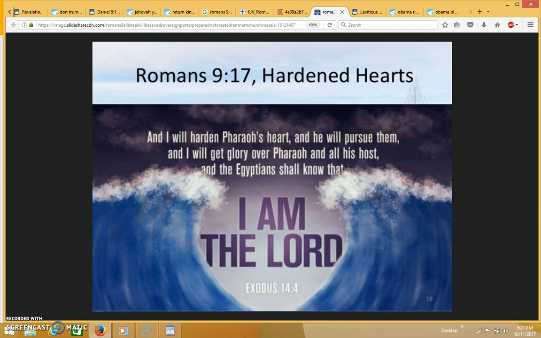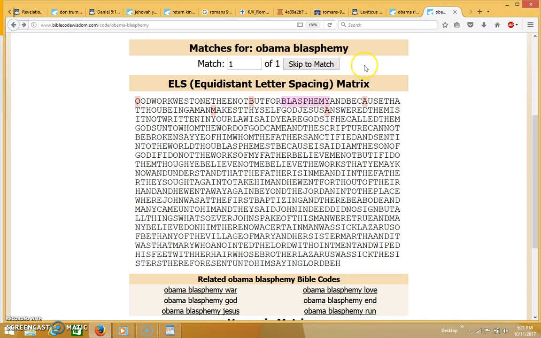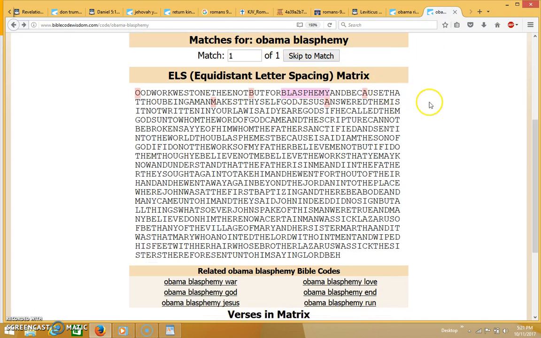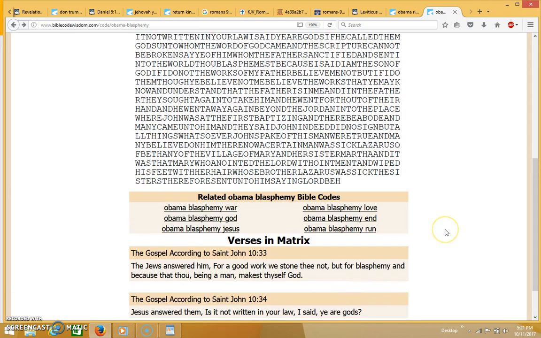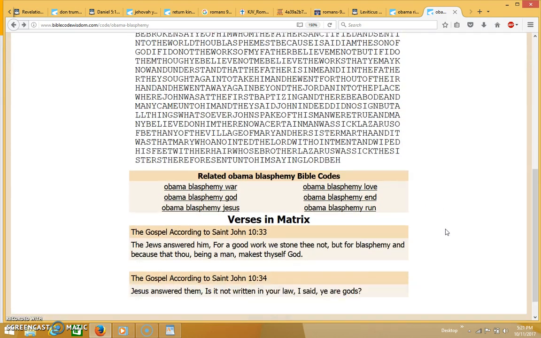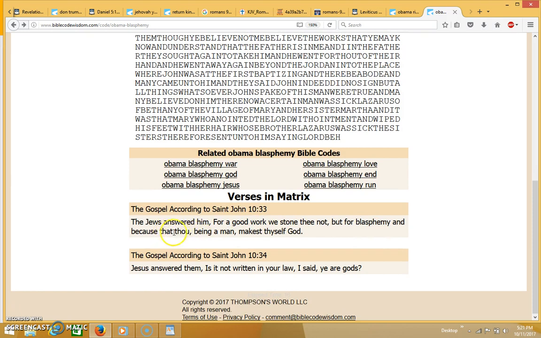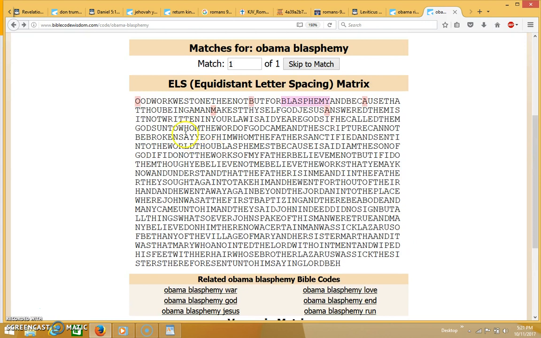There's the Feast of Hanukkah, which originally was meant to be a second Tabernacles, and I also have a table on this. It's on the words Obama and blasphemy, and it's coming up in John 10, where it was during the Feast of Dedication, which is Hanukkah, that they accused Jesus of making himself God. Of course, Jesus is God, but this is where you have the name Obama coming up with the word blasphemy right in the middle of it. So this is another possibility.